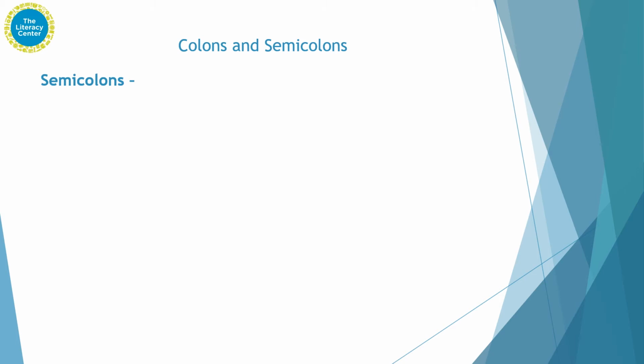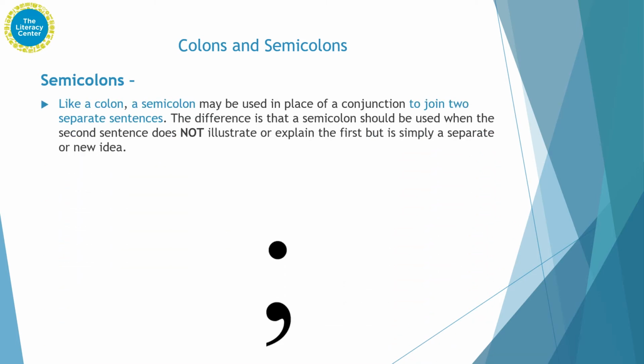Let's talk about the semicolons now. Like the colon, a semicolon may be used in place of a conjunction to join two separate sentences. The difference is that a semicolon should be used when the second sentence does not illustrate or explain the first, simply a separate idea or new idea.